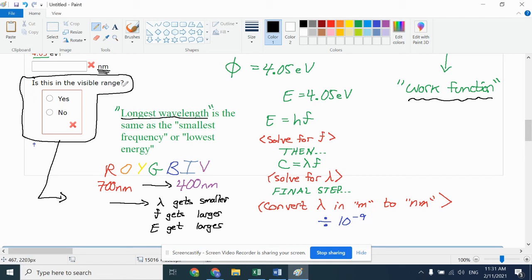The last question is, is this in the visible range? The visible range of light, meaning can you see it with your eyeballs? Roy G. Biv, that's your colors. Red, 700 nanometers, violet, 400 nanometers. As I go from 700 to 400, the wavelength gets smaller, which means, since wavelength and frequency are inversely related, the frequency gets larger. And since the energy depends directly on the frequency, if the frequency gets larger, then the energy also gets larger. Moral of the story, when you find that wavelength, see, is it between 400 and 700 nanometers? If so, check yes. If not, check no.